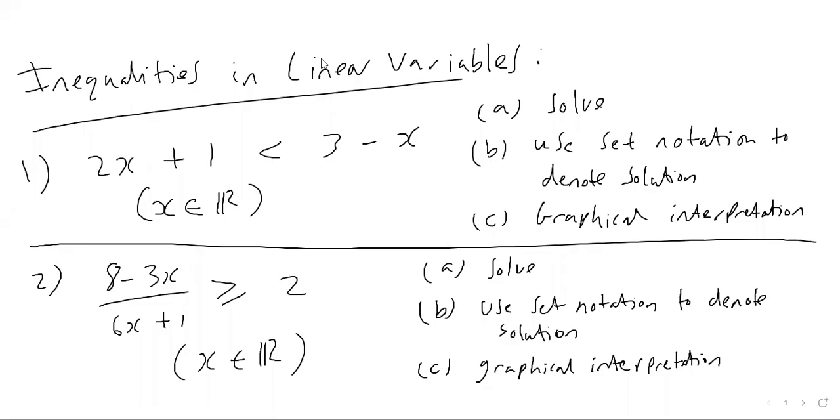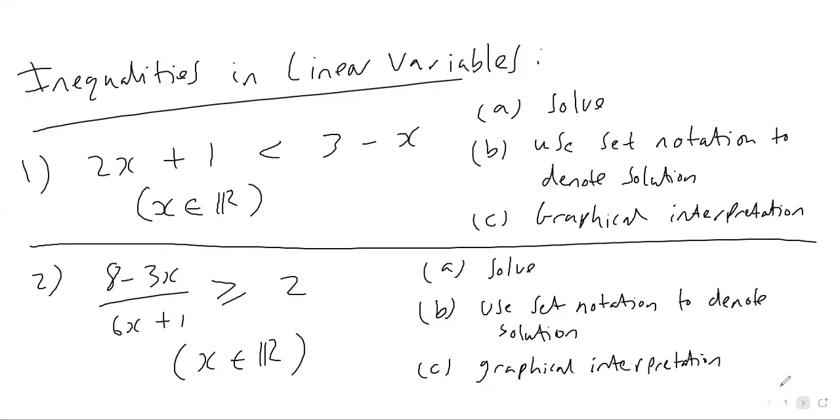Hello, so in today's video, we're going to look at solving inequalities in linear variables. This is the next topic in the A-level maths syllabus. This first one looks like a standard linear inequality that you would solve in GCSE. Question number 2 is actually not a linear inequality because the expression is not linear. However, it contains a linear numerator and a linear denominator, so it's linear in this variable x. We're going to solve these two inequalities and go through how we would do that.